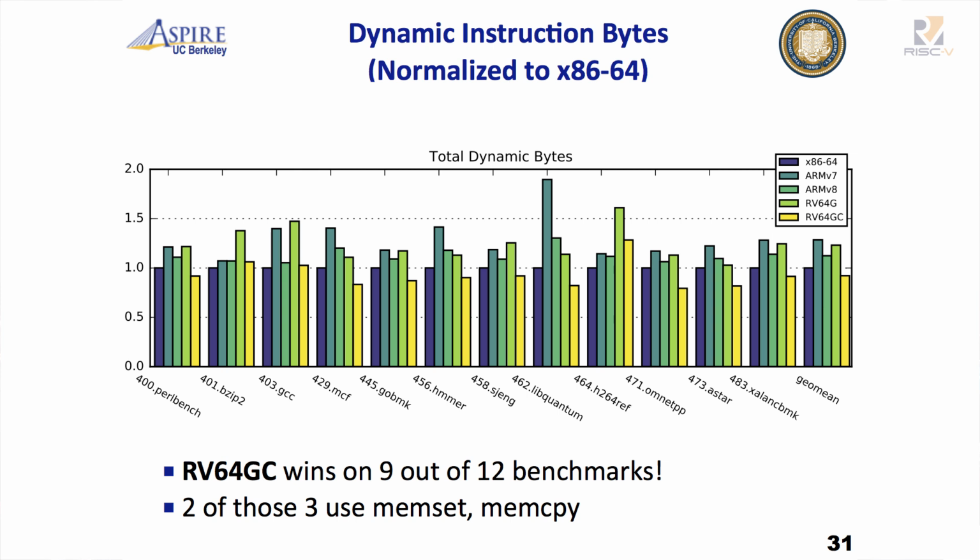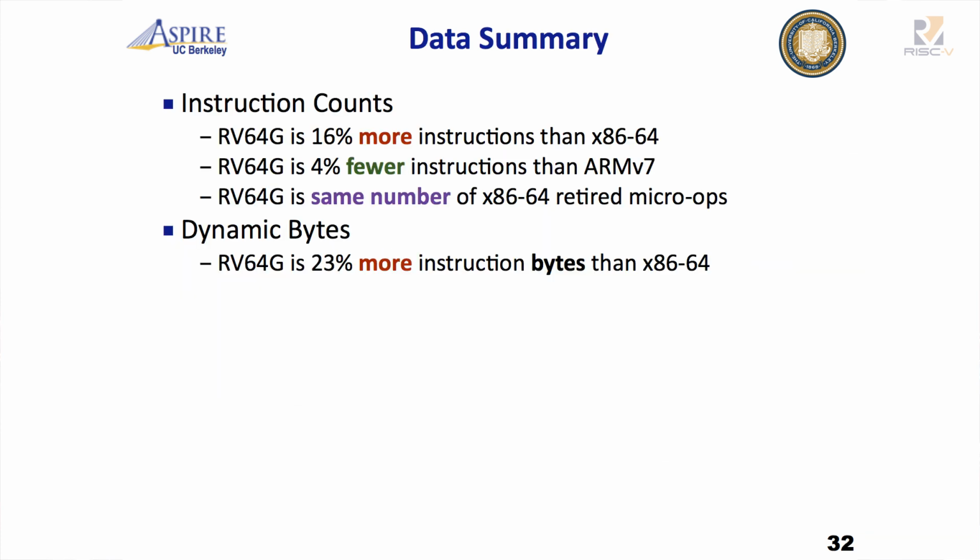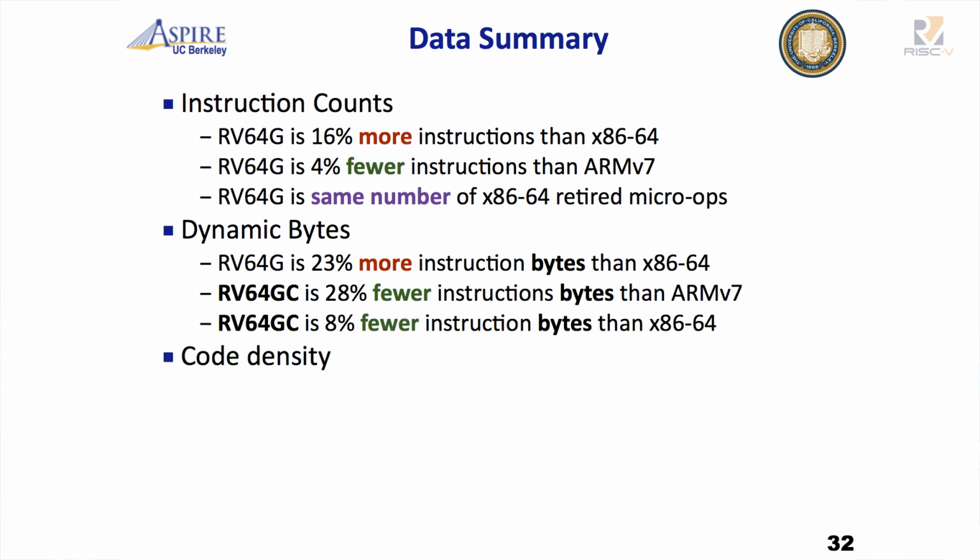And this is particularly interesting because in terms of 64-bit land, there's even fewer compressed ISAs to compare against. So we're 23% more instruction bytes without the compressed extension. If we add in the compressed extension, we're 28% fewer bytes than ARMv7. We're 8% fewer instruction bytes on average than x86-64.